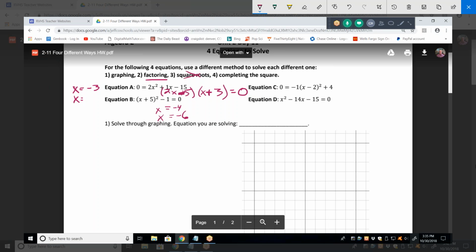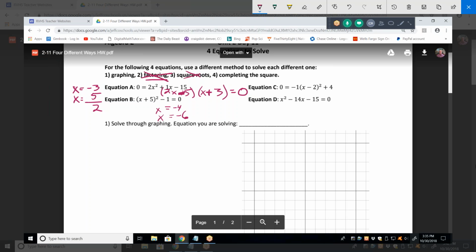Let's see here, so 2x minus 5 equals 0. Perfect. Keep going. Would x be a fraction? It would be 5 over 2. Okay. So now we've done the factoring method.